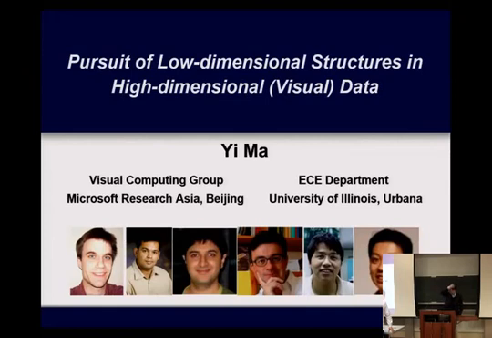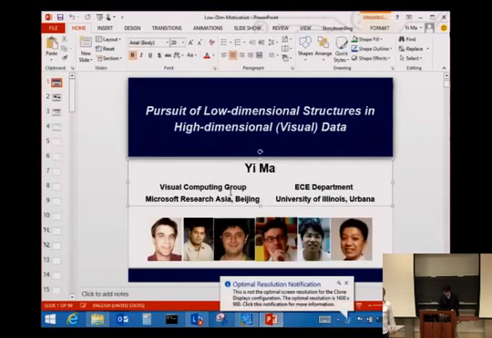Our speaker today is Dr. Yi Ma. He received his PhD in Electrical Engineering and Computer Science from the University of California at Berkeley in 1998. And then he was an assistant and then associate professor of electrical engineering at the University of Illinois. For the last 5 years, he's moved to Microsoft Research Asia, where he's the director of the Visual Computing group at Microsoft Research. Yi is one of the rising stars in the field of computer vision.